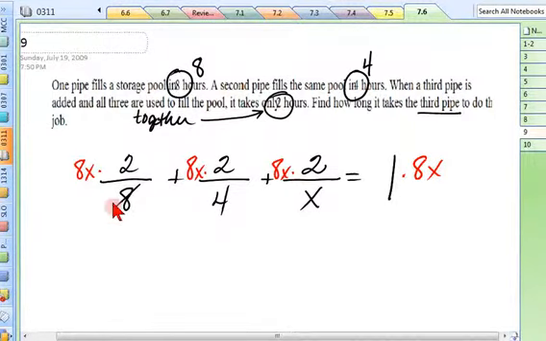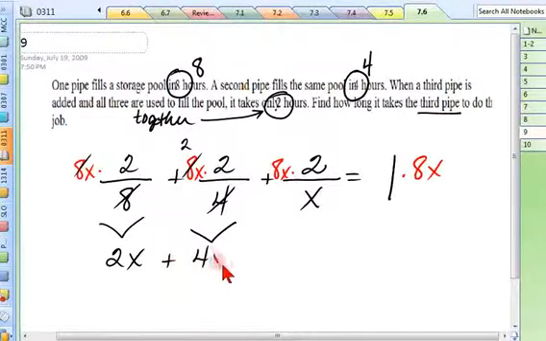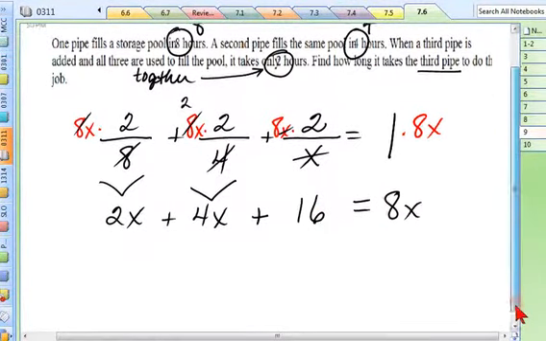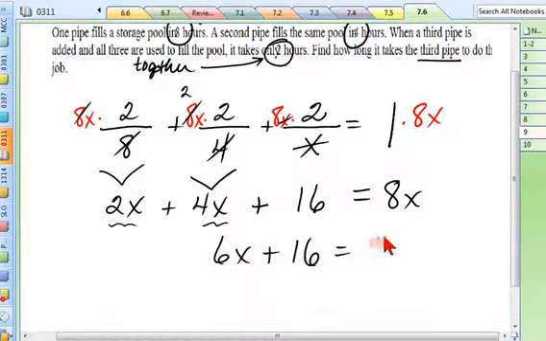In the first fraction, the 8's divide out, and I'm left with 2x. In the second fraction, 4 goes into 8 2 times. I have 2 times x times 2, which gives me plus 4x plus, what happens in this third fraction? The x's divide out, and I'm left with the number 16, and that's equal to 8x. On the left, I'm going to add 2x and 4x for 6x, plus 16 is 8x.